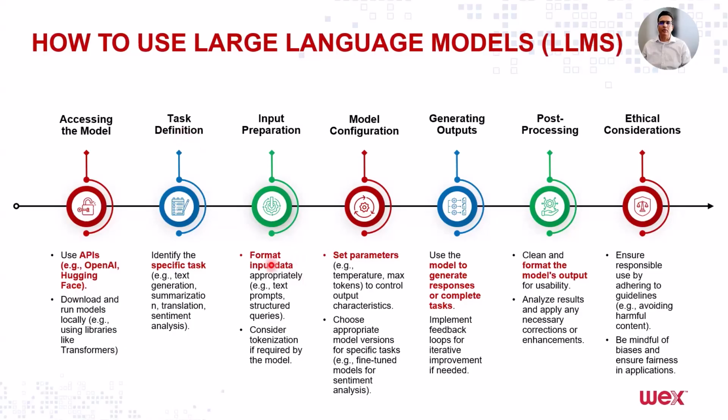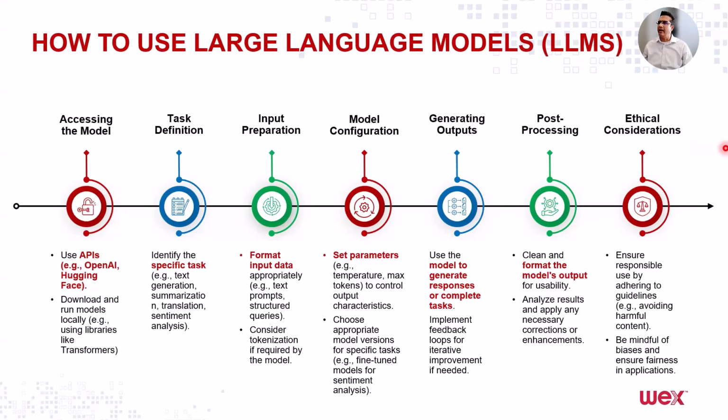Then you prepare your input, how you are going to provide the input to the LLM. Then you configure your model with different configuration settings like temperature or maximum tokens. There are different characteristics that you can set parameters for, so you can configure that. Then it will generate output for you. You take that output and post-process it, cleaning and formatting the model's output for usability, and during all this you need to consider ethical considerations. So again, that's a very simple process.